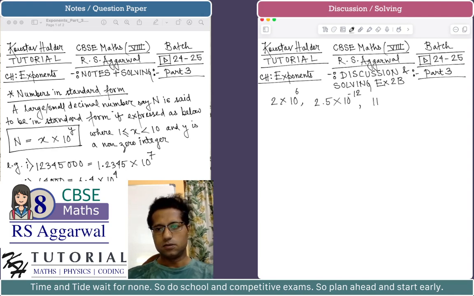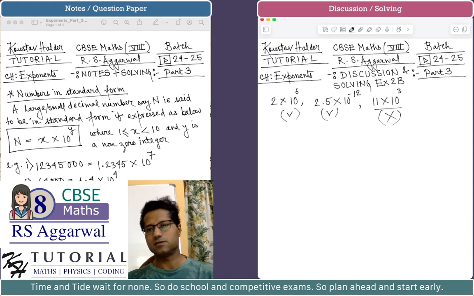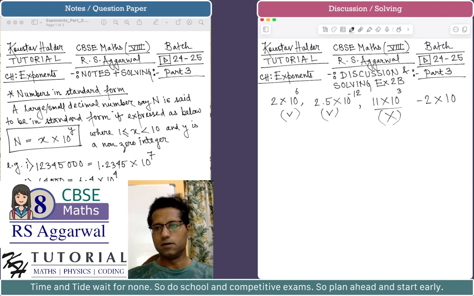Now the last one is not a number in standard form. This is not in standard form, because x is 11, which is greater than 10. Or even minus 2 multiplied by 10 to the power 3. This is also not in standard form, because x is less than 1. X has to be greater than or equal to 1 and less than 10.